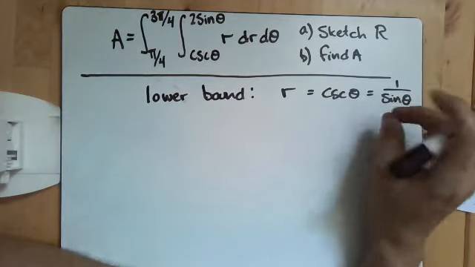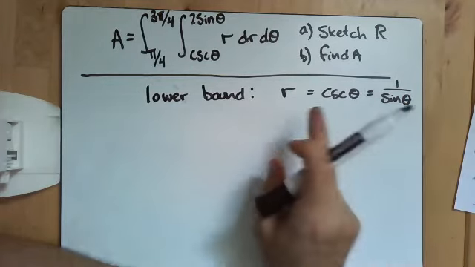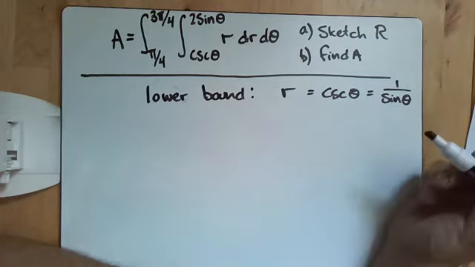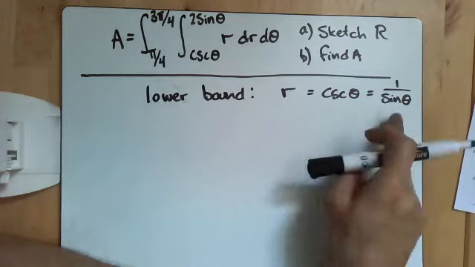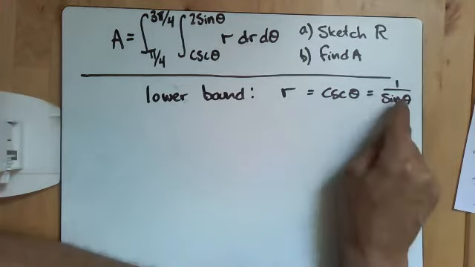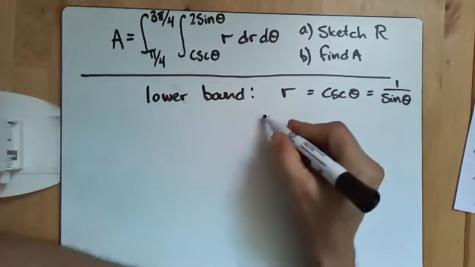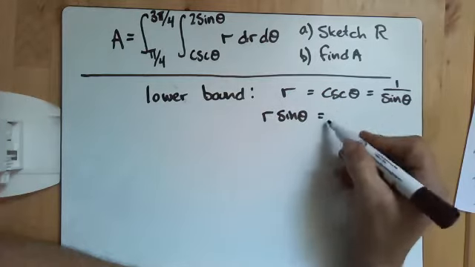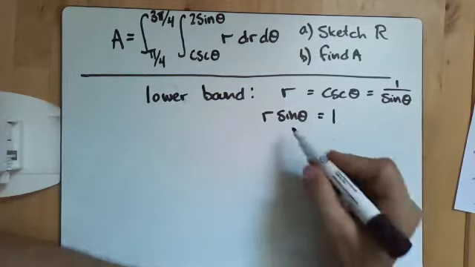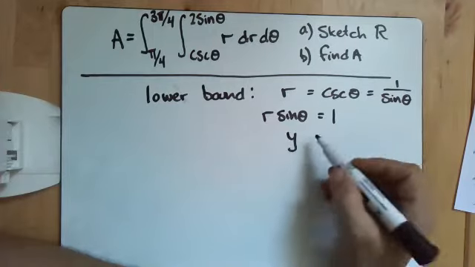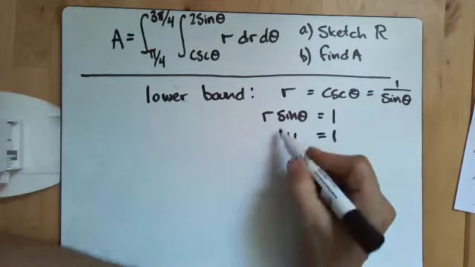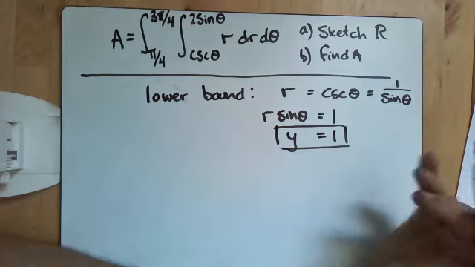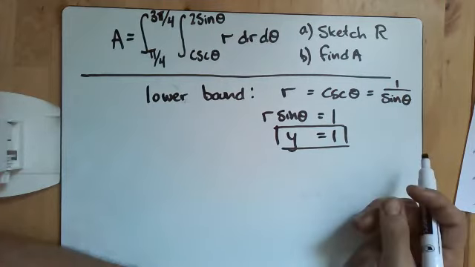It's hard to know what this looks like, but one thing that I could do is convert this into Cartesian coordinates, and then I could have a much better idea. When I look at this, if I multiply through by sine theta, I get r sine theta equal to 1. But r sine theta is y in Cartesian coordinates, so I get y equal to 1. That's my lower bound, and that is easy for me to think about. That's a horizontal line at y equal to 1.